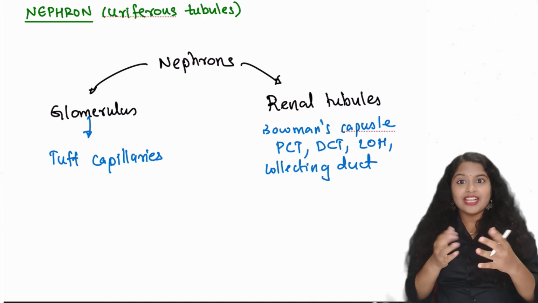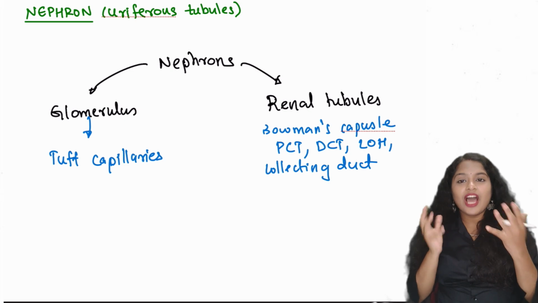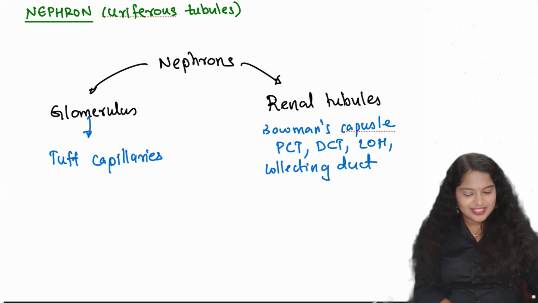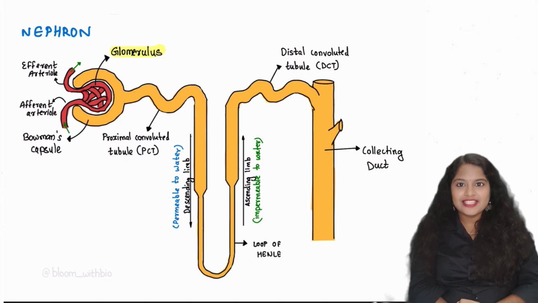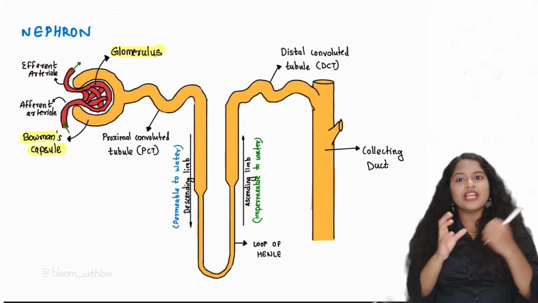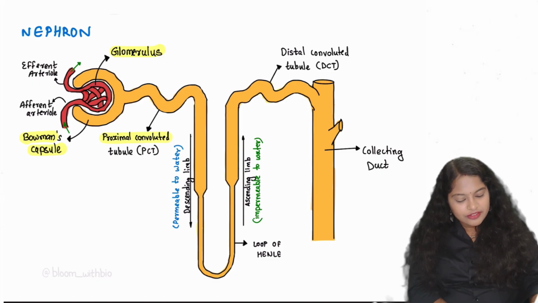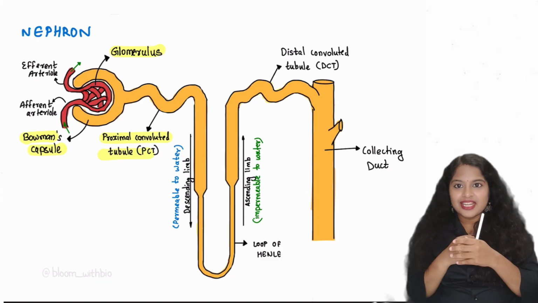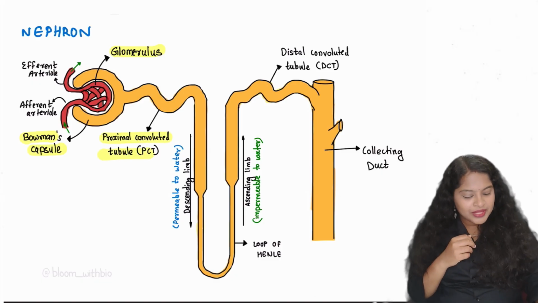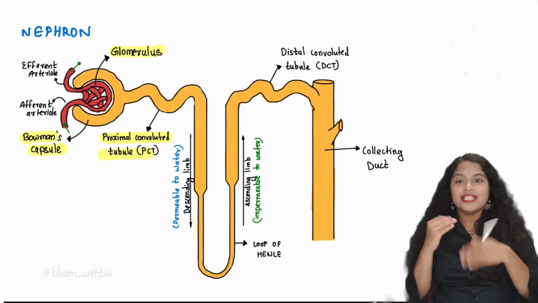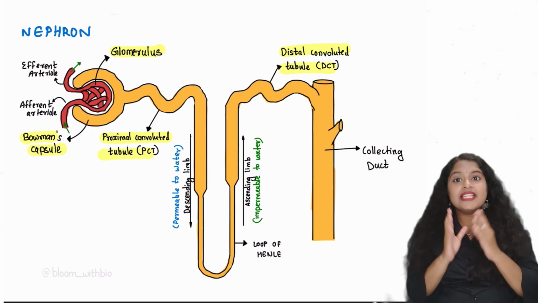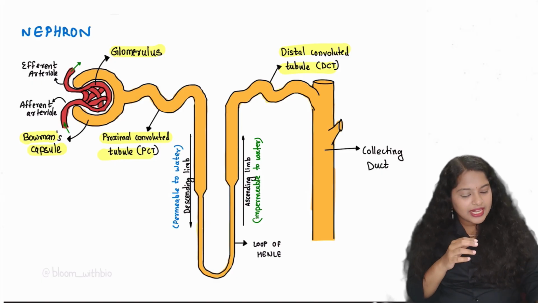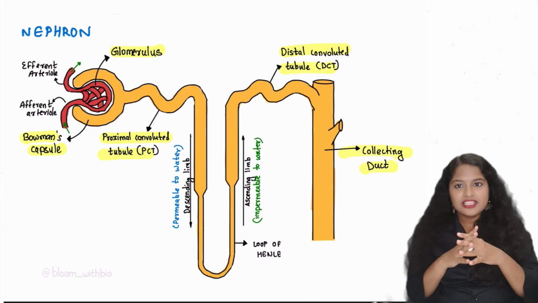Now we will see the structure of nephrons and what all are present, or how we can draw the structure of nephrons. Coming to the structure of nephrons, we have the tuft of capillaries, that is the glomerulus, the Bowman's capsule, which is the cup-like structure which contains this glomerulus. Then we have the first highly coiled structure, that is the proximal convoluted tubule. Then we have the loop of Henle, one descending loop of Henle and the other one is ascending loop of Henle. Then we have DCT, that is distal convoluted tubule. Then the collecting duct is present.